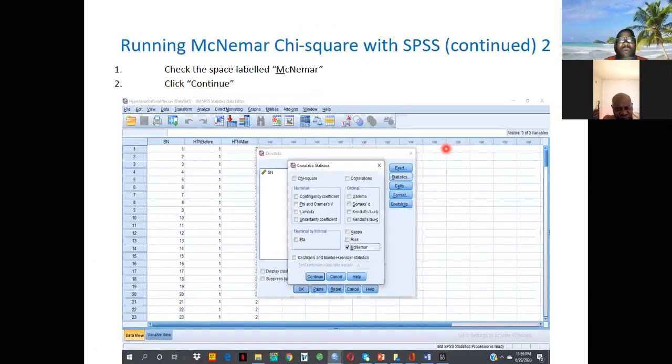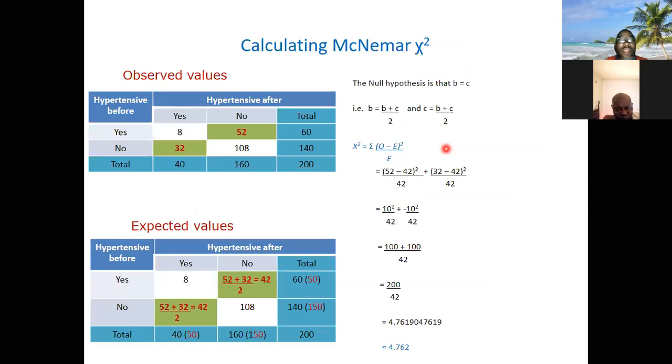The simplest form, this one, this is the simplest form. It's still the same thing, which is the McNemar test, without Bowker, because there are 2 categories: hypertensive yes, no, before and after. So there are 2 categories. That is the simplest form. And this diagonal, they don't change.